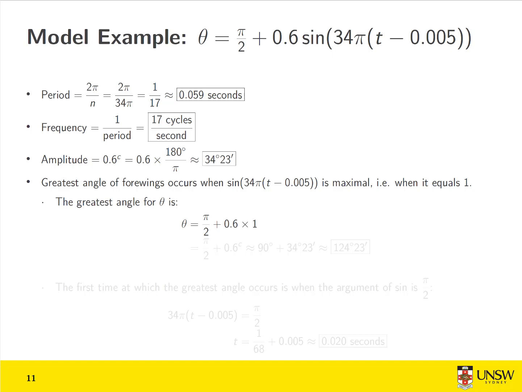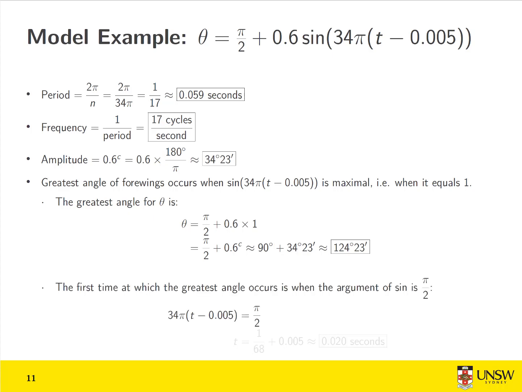So the largest possible angle theta occurs when the sine term is replaced by 1, yielding pi on 2 plus 0.6 radians, or about 124 degrees and 23 minutes. The first time this greatest angle is achieved occurs the first time the sine function equals 1 for positive arguments, that is, when its argument is pi on 2. Equating these two arguments yields a time of about 2/100ths of a second.